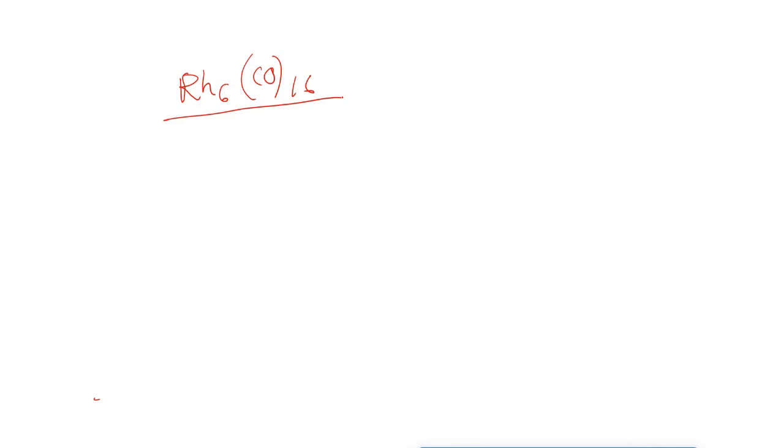That is, the total electron count should be equal to 18 per metal atom. So as there are 6 metal atoms, the total electron count should be 6 into 18, that is, 60 plus 48, that is 108, right? So now how will you calculate the total number of metal metal bonds present in this structure?